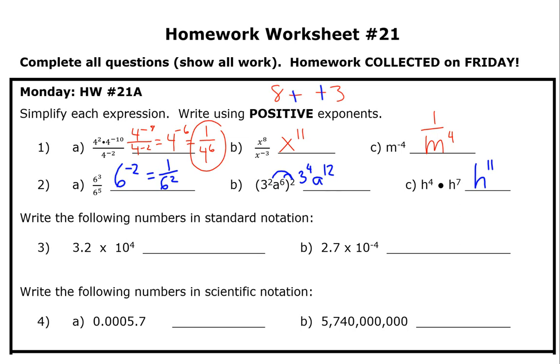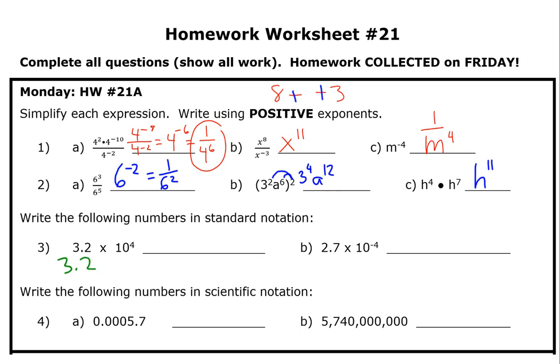To convert a number into standard notation, you need to look carefully at the power of 10. If the power of 10 is positive, your number will get larger. If the power of 10 is negative, your number will get smaller. So for question 3, we're going to move our decimal 4 places larger, +4.